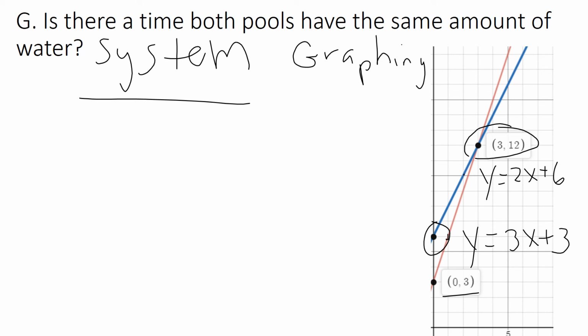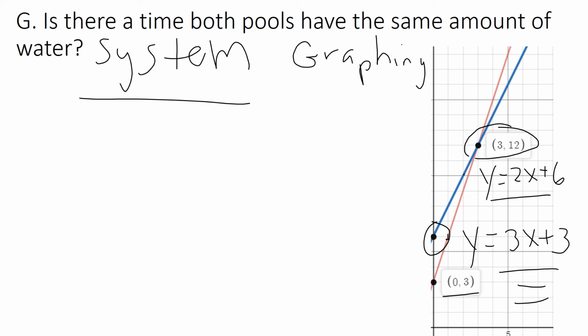The other thing that's nice about seeing the graph, so if you take a look here, you can clearly see that Mrs. Green, y equals 2x plus 6, has more water in her pool to start at 6 inches compared to Mr. Brady, who only has 3 inches to start. Then you can see that because Mr. Brady is increasing his water more quickly than Mrs. Green, you can see that at some point the red line overtakes the blue line.